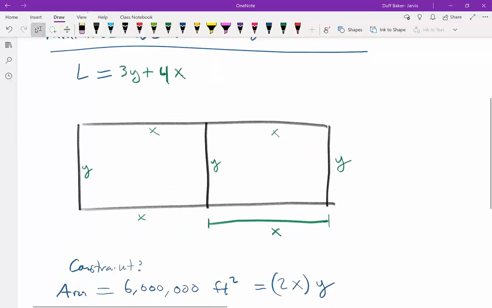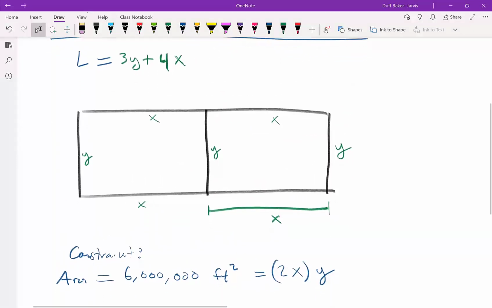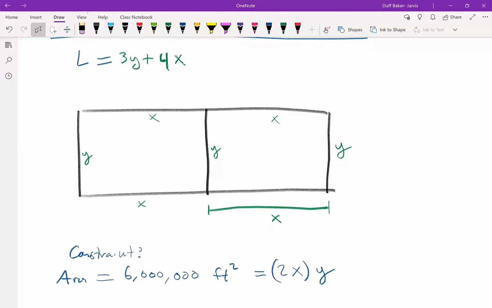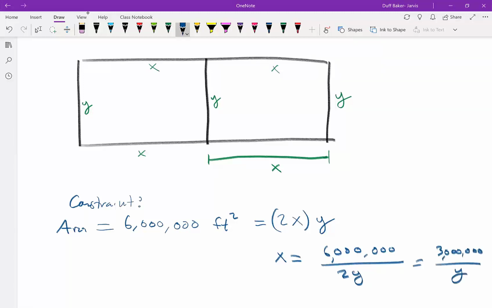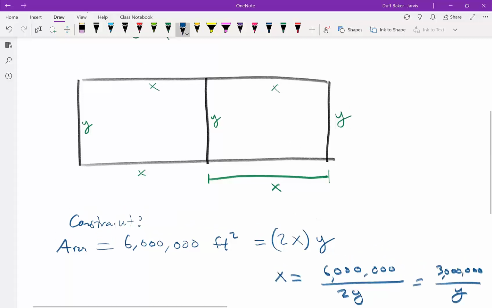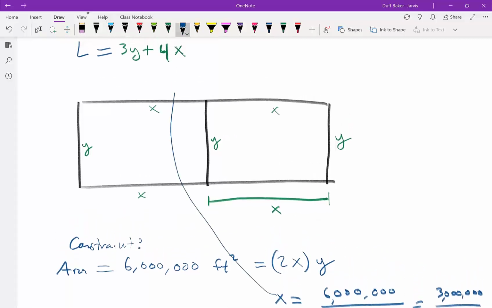And we want to solve for one of these variables so that we can replace it up top, right? So, you do whichever one you think is simplest. I might solve for x maybe. So x will be 6 million over 2y. So that's 3 million over y. I'm going to take that and I'm going to put it back in for our L up here. Okay, so let's do that.